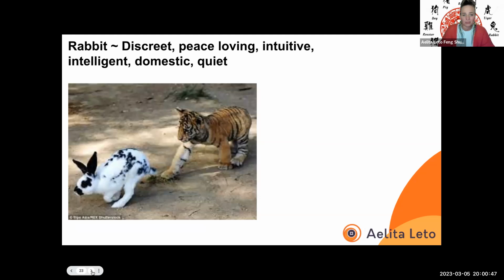The rabbit, we already talked quite a bit: peace loving, intuitive. So this is a great year to reconnect. It's also good for creating relationships, intimate relationships. There might be a lot of babies coming this year because of the fertility of the rabbits, which is also very welcoming. If you're planning a child, it's a great year to do so.